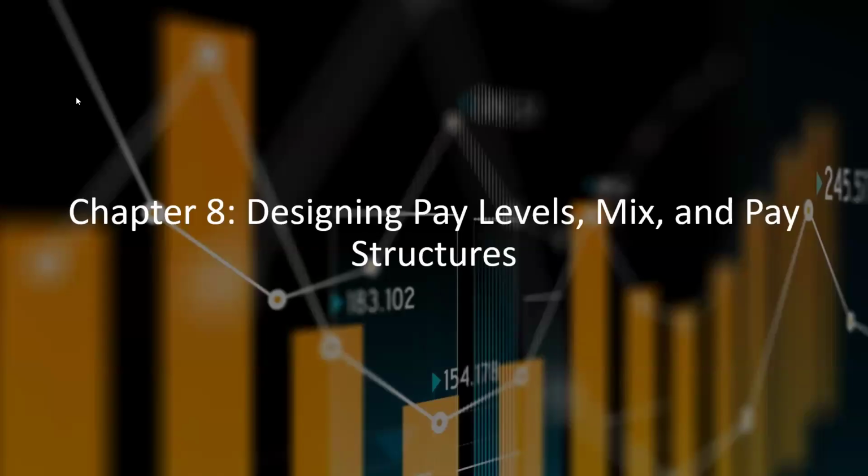So here in chapter 8, which is the end of the chapters we're going to do for exam 2, we're kind of putting everything together now. So this is how we're going to talk about designing pay levels, pay mix, and pay structures based on the information that we're getting from the external market with all of the things that we've learned in the previous chapters about making your internal structure.